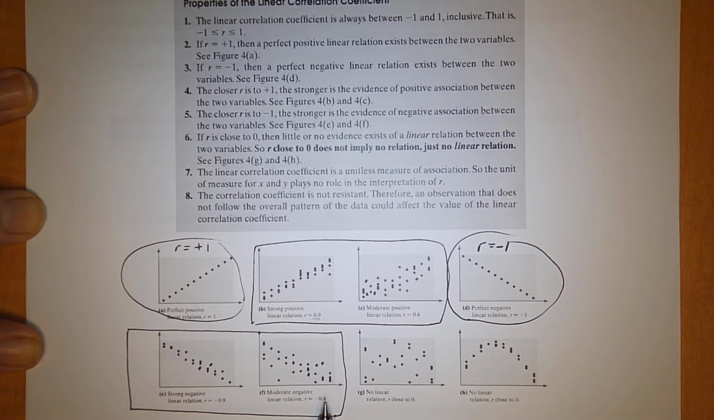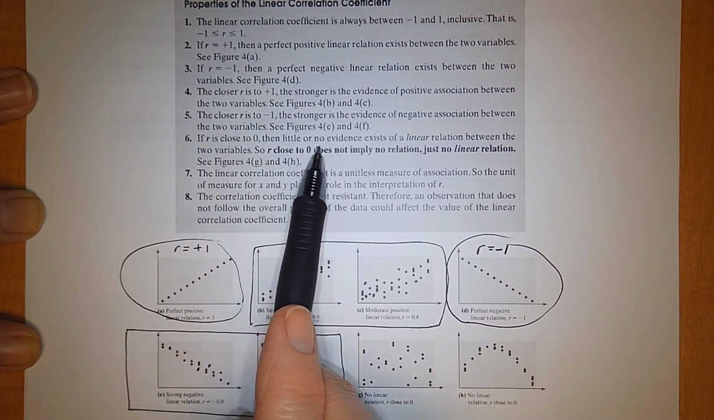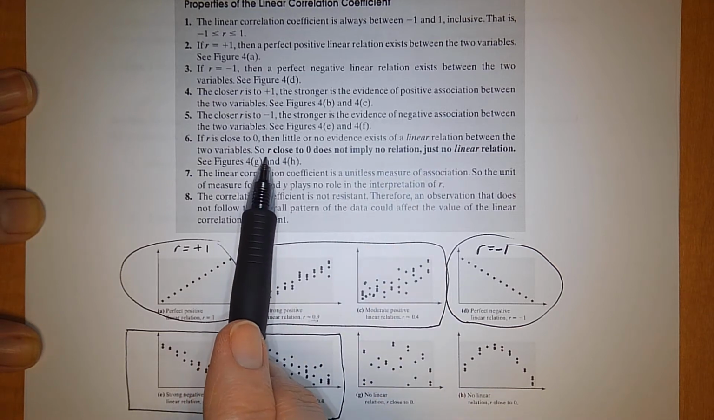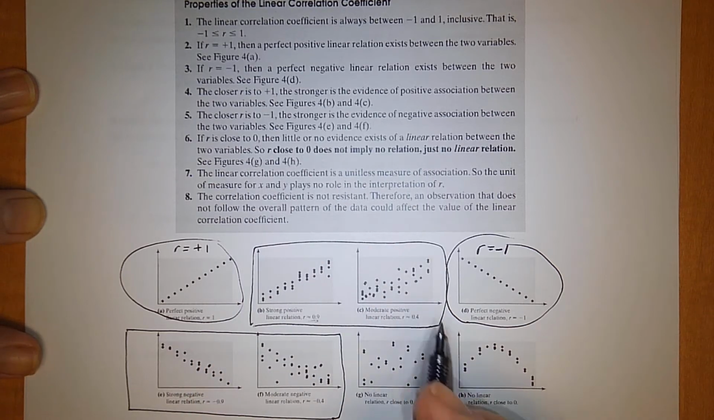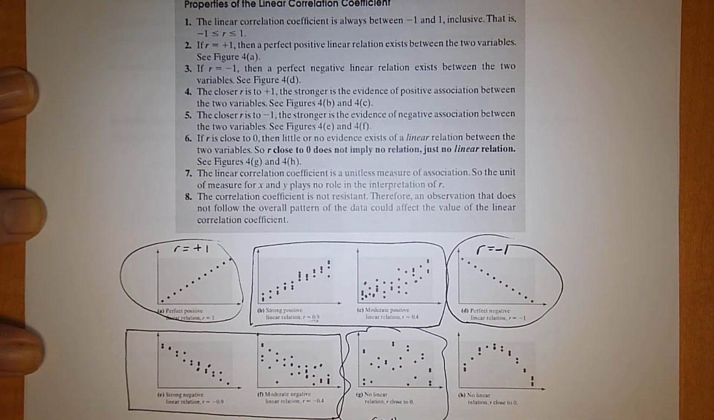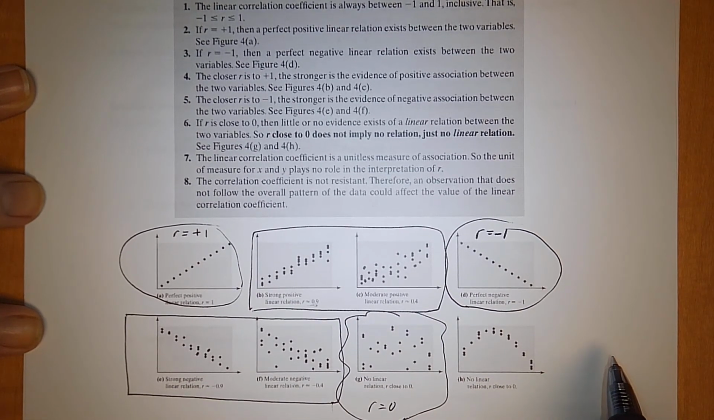You can see the closer we get to 0, the more the relationship doesn't exist, which means there is little or no evidence of a linear relationship between the variables. This would be an example of an r of 0, meaning it has no linear relationship. It is completely scattered, non-predictable.